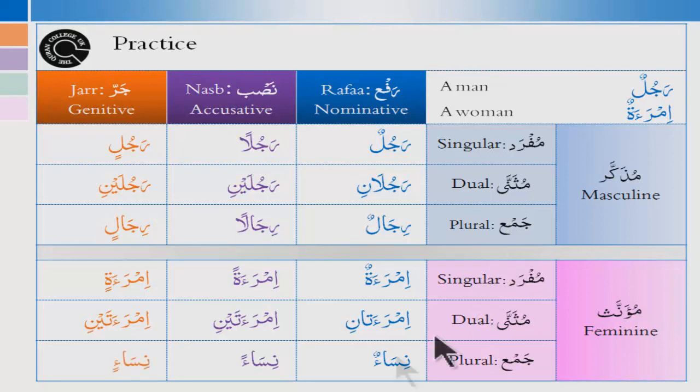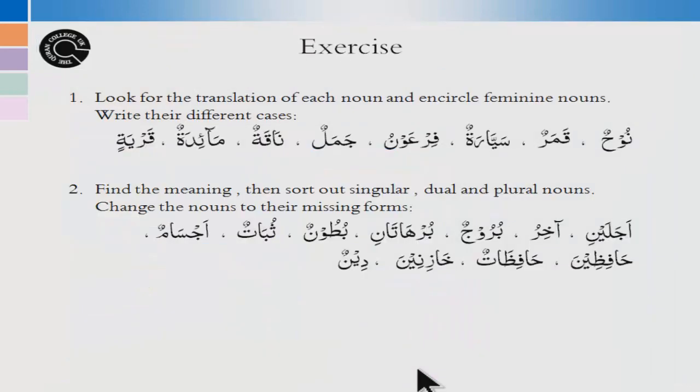So you need to remember this exception, that a woman, when singular, is imra'atun, but that doesn't follow any template. If something is an exception, you can remember that the jama, the broken plural of this one, would be nisa'un. Now the final thing that you need to do is to practice and do this exercise. Just pause the video at this minute, look at these things and do the exercise. Look for the translation of each noun and circle the feminine nouns in different cases. You need to find out what other feminine nouns have been used here.